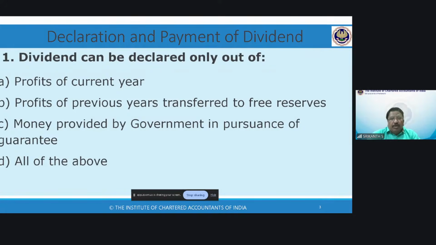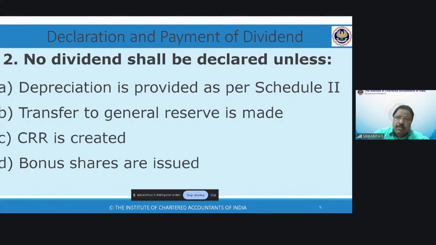Dividend can be declared only out of profits of the current year, yes. Profits of previous years transferred to free reserves, yes. Money provided by government in pursuance of a guarantee. All of the above could be the correct answer. All of the above, right? This could also be a quick revision of the topic.